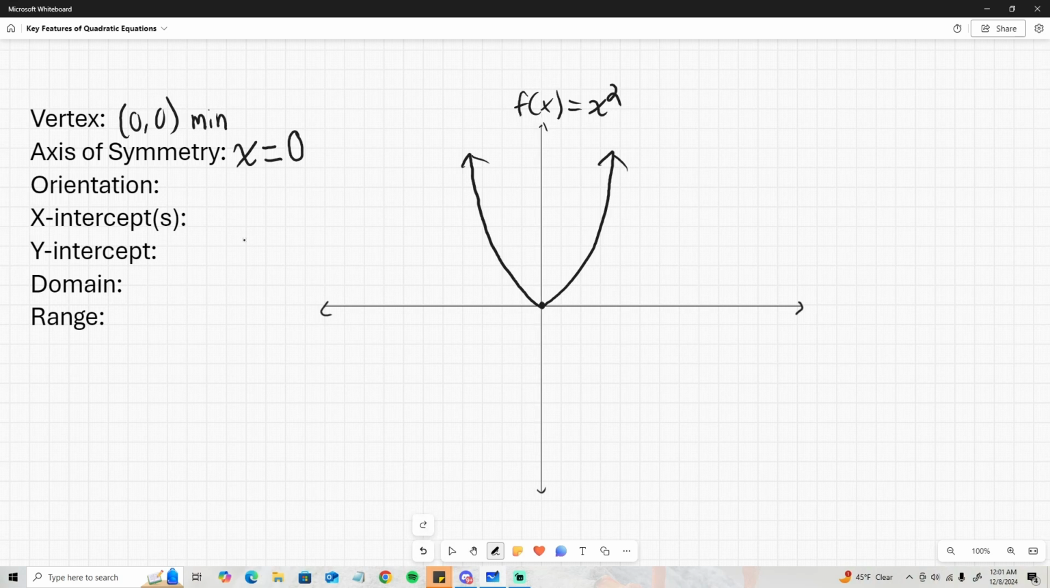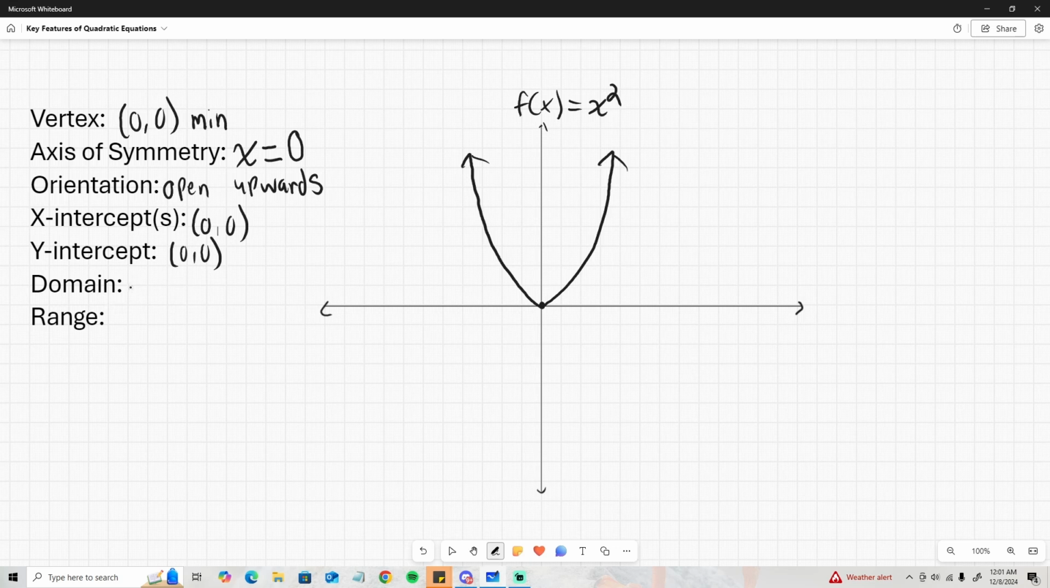And so, moving on, let's look at orientation. Does it open up or does it open down? It opens upwards. It's a happy U. When looking at my x-intercept, where does it touch the x-axis? Where does it touch this horizontal line? It touches it at 0, 0. And again, remember I said that you can have anywhere from 0 to 2 x-intercepts. Looking at the y-intercept, I'm going to have 1. And it just so happens to be the same as my x-intercept. It is also 0, 0.